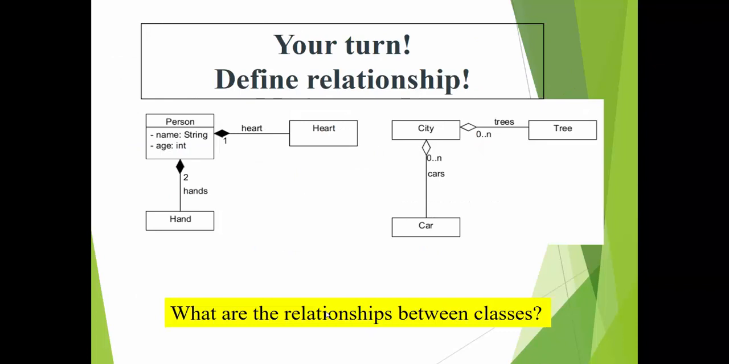So now it's your turn. Define the relationships. I would ask you to spend some time with these slides. One diagram reflects a relationship between person, hand, and heart, and the diagram on the right shows a relationship between city, tree, and car. The question is, what are the relationships between the classes?